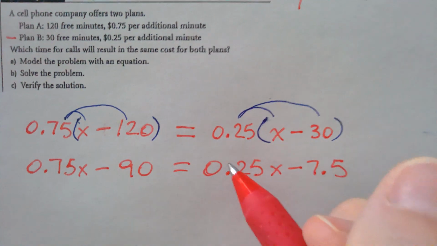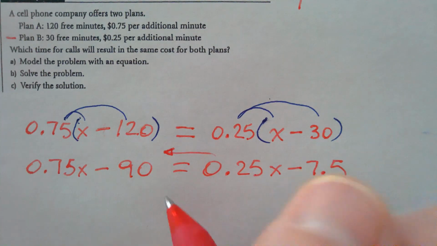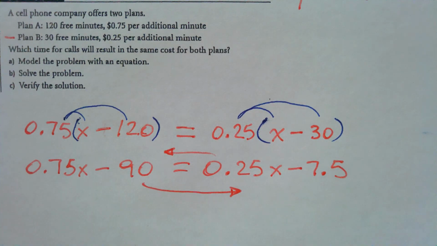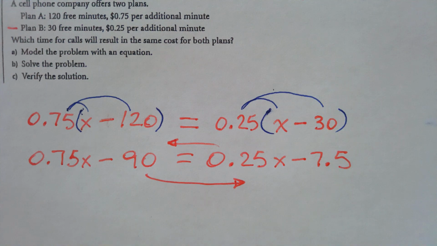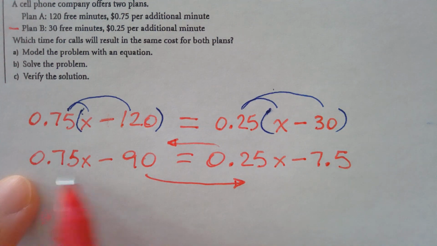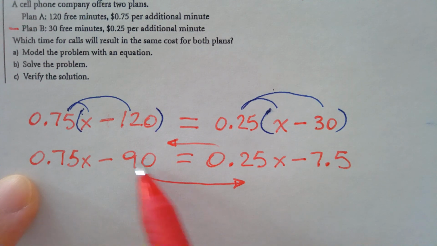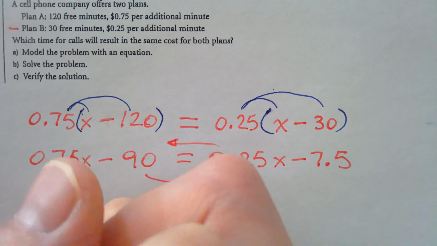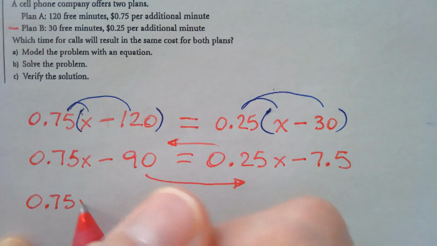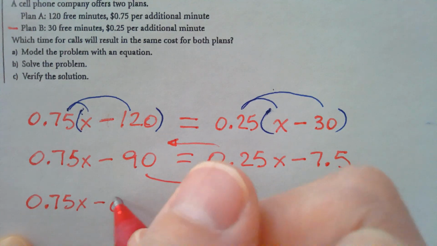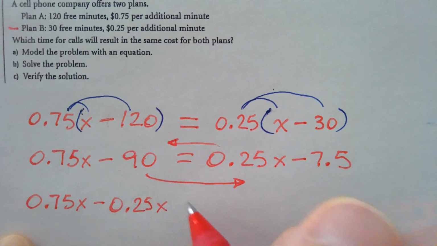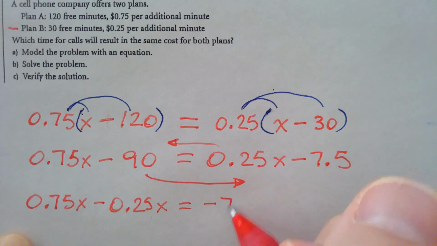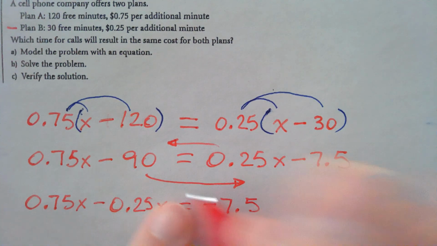Okay, move the letter term to the left, move the number term to the right. Okay, so Johnson, do I do anything with this 0.75x? Oh, you subtract 90? Can I mix these two together? No. Yeah, so I can only move this over and then subtract them. So 0.75x minus 0.25x. And then on the right side, negative 7.5 plus 90.